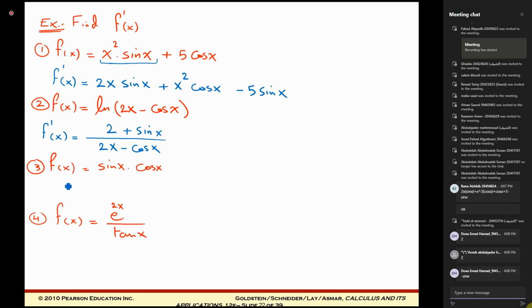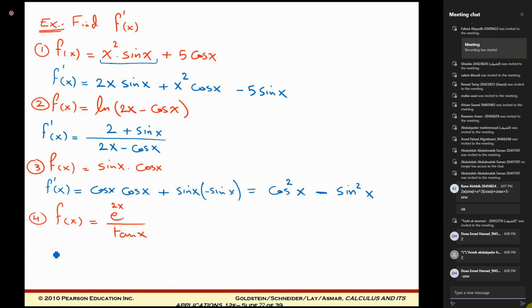Number 3. Also here we have the product, so apply the product rule. The derivative of sine is cosine x multiplied by cosine x, plus sine x multiplied by the derivative of cosine, negative sine x. If we need to simplify, cosine multiplied by cosine is cosine square, negative, sine multiplied by sine is sine square also.